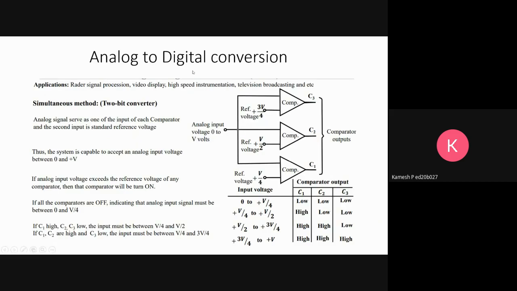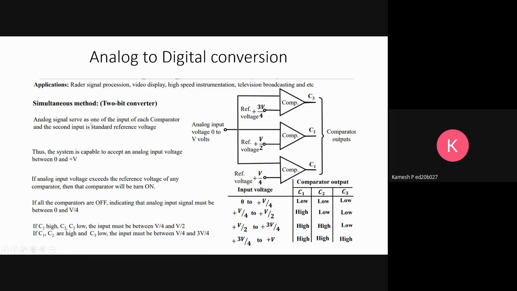Next, we move on to analog to digital conversion. Applications of analog to digital conversion are radar signal processing, video display, high speed instrumentation, television broadcasting, etc. Simultaneous method, 2-bit converter. Here we are going to see that analog to digital conversion contains subjective types of questions which must be taken care of, and we can move on.